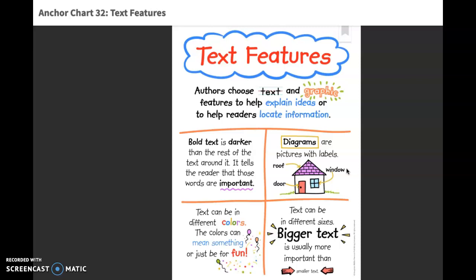Text can also be in different sizes. Bigger text is usually more important than smaller text because we want to emphasize the importance of these words. For instance, when we say hello in bold or bigger text, we want to emphasize the tone that we are using. So pay close attention to these features when you read the story that follows this video.